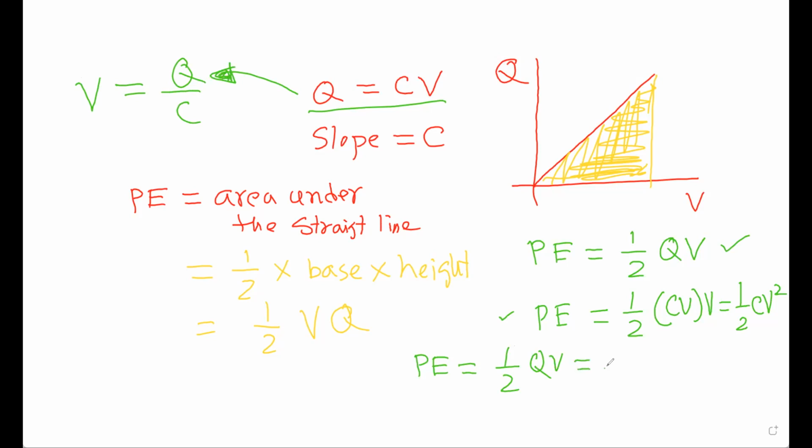So when you substitute Q over C, the last equation we get is Q squared over 2C. So the three equations we can use to determine the energy that a capacitor can store are either half QV, or half CV squared, or Q squared over 2C. Now, the first equation is useful if you know Q and V. If you know C and V, then the second equation is useful. And if you know Q and C, then the third equation is useful.